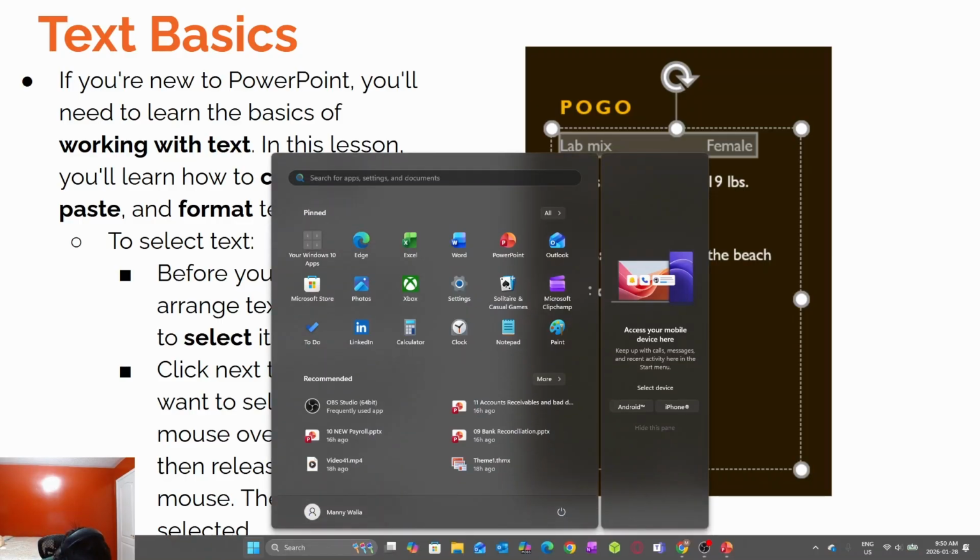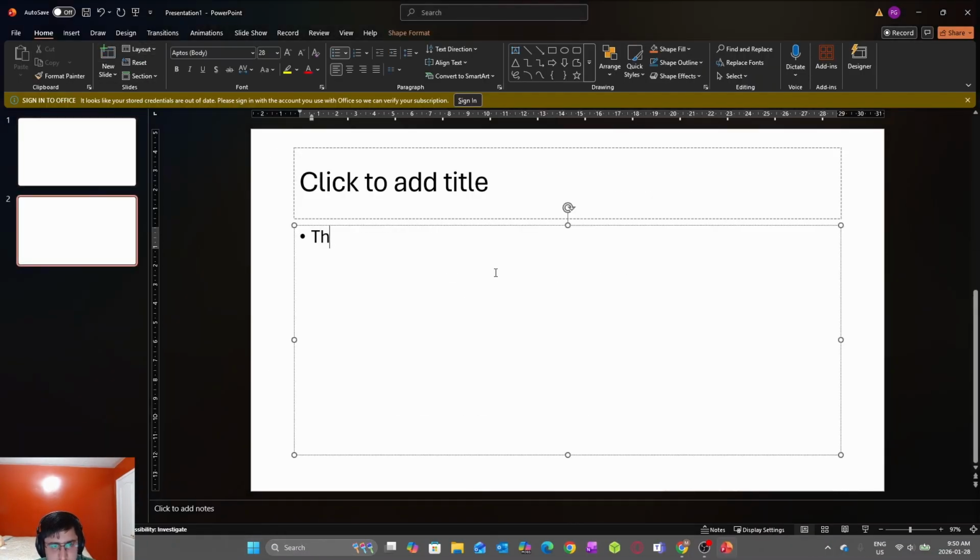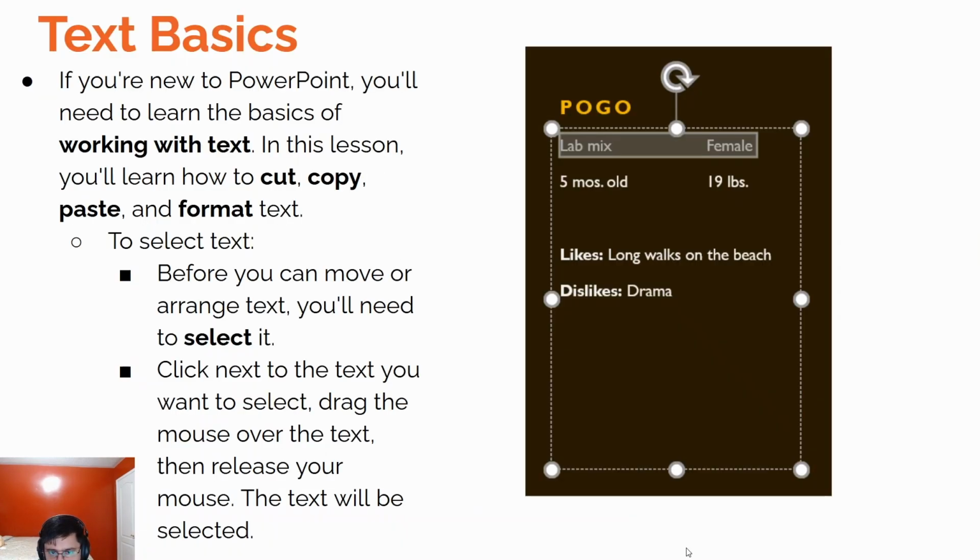In terms of what this looks like, let's just create a new slide. This is new text. What we can do is just highlight it, and now technically it is selected. So pretty easy there. Nothing that you haven't really been exposed to when you're working with a computer in general.